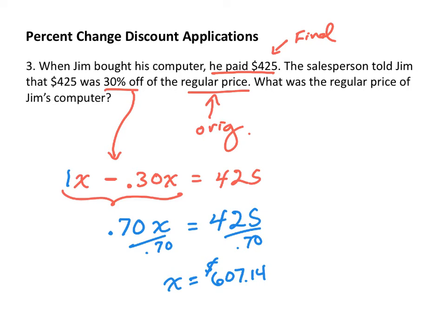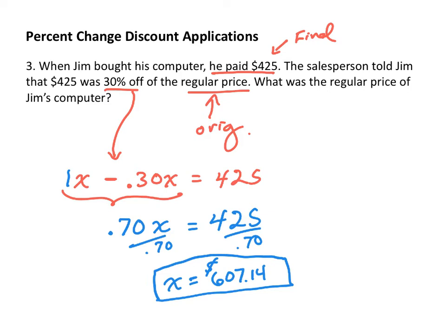Now, these final answers are all rounded off because they are dollar amounts, and dollar amounts can only go to the nearest hundredth. Please do not write 607.142857 for a dollar amount, because we don't count money out that way. It only goes to hundredths. 607.14. So hopefully you did well on that one.